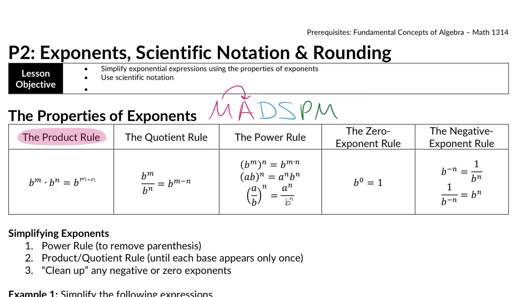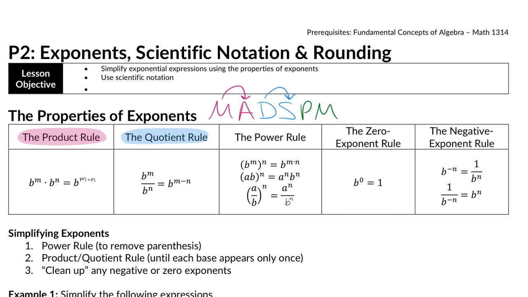The second thing, the DS of MADSPAM stands for divide, subtract. That is our quotient rule. We saw that whenever we had our fractions with our colored cubes, that because of that identity and inverse property, we're able to just cancel them out. That means we're taking the top minus the bottom, or if you know the bottom is bigger, bottom minus top, leave it in the bottom. That's the divide step. So multiply, add, divide, subtract.